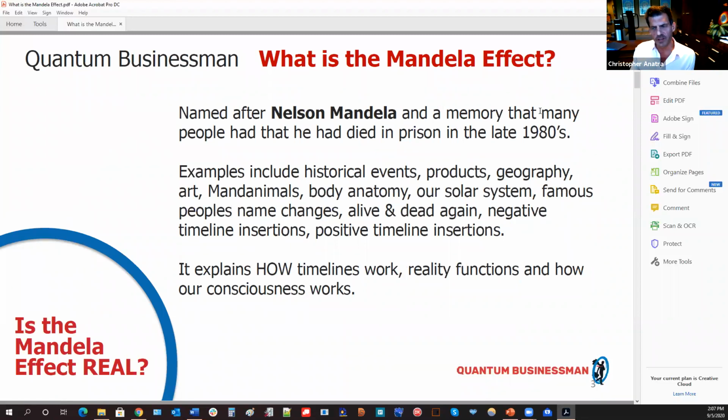What is the Mandela Effect? Well, it was named after Nelson Mandela because many people, including myself, had a memory that he had died in prison in the late 1980s. People were surprised to find out in the 2000s that he was still alive, and alive until 2012. Because there was such a large group of people that had a very vivid memory of him passing when he was in prison, and the funeral and how his wife became president of South Africa, it really made people begin to wonder what was going on with reality. And so it was given the name the Mandela Effect.